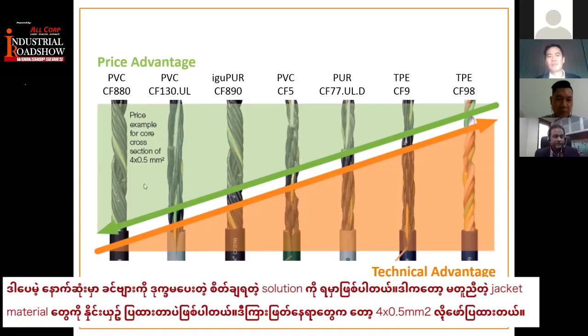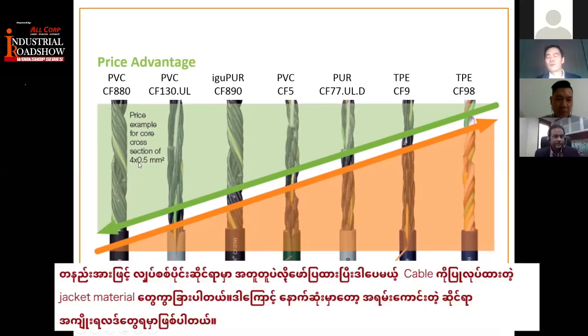Basically, this is a comparison of different jacket materials. All the cross-sectional areas are 4 times 0.5 mm squared. So it's a clear illustration here that they are all electrically the same, but constructed differently due to the jacket material. And therefore, at the end of the day, you can have a very good technical advantage.